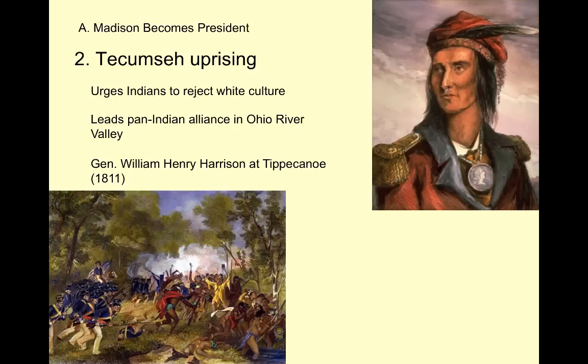He is supposed to stop and crush this pan-Indian alliance to make it safe for white Americans to move west. So General Harrison discovers Tecumseh's Indian encampment at a place called Tippecanoe. He attacks the encampment, and it's full of women and children and some warriors, but Tecumseh is not there, neither are most of his chiefs and warriors.